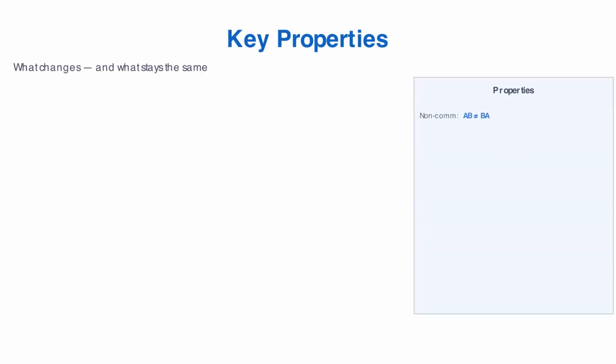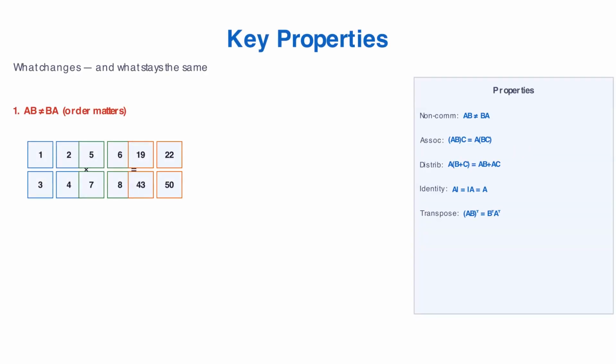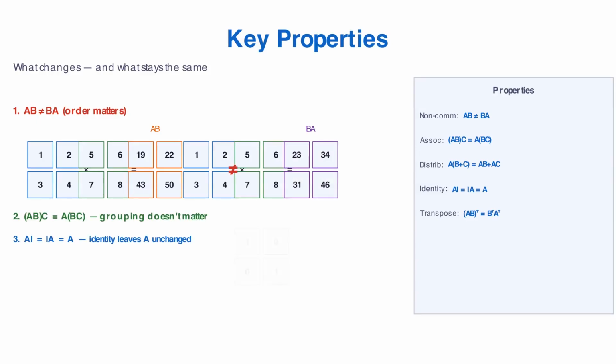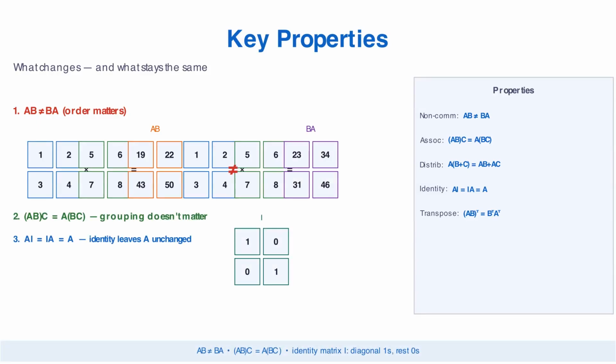Matrix multiplication has 4 important properties you must know. First, it is not commutative. A times B does not equal B times A. Take A as 1, 2, 3, 4 and B as 5, 6, 7, 8. AB gives 19, 22, 43, 50. BA gives 23, 34, 31, 46. Completely different. Order matters. Always.